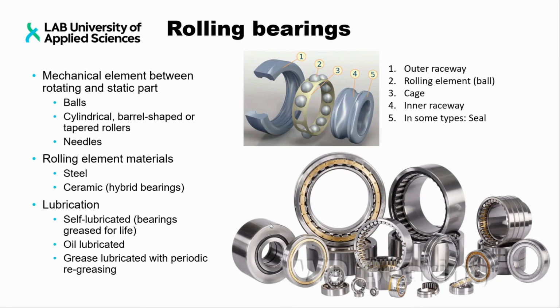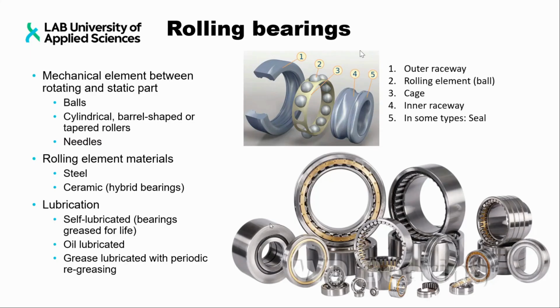There could be also needles when it's called a needle bearing, but that is, I would say, a form of cylindrical roller bearing. Just that the diameter of the rolls is very small. Rolling element materials are usually steel, but it could be also ceramic. Then they are called so-called hybrid bearings. And in hybrid bearings, I would say that in most cases, the rolling elements are ceramic, but there are also very special bearings in which the raceway is made of ceramic material.